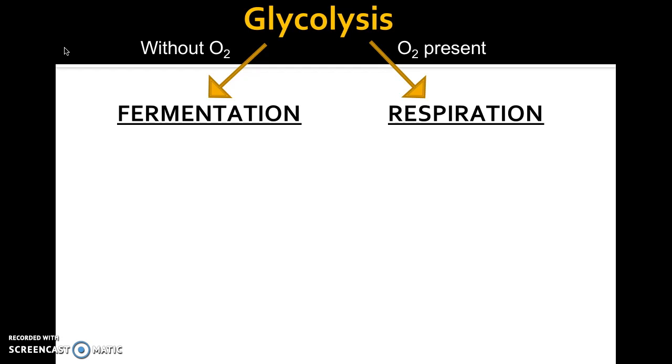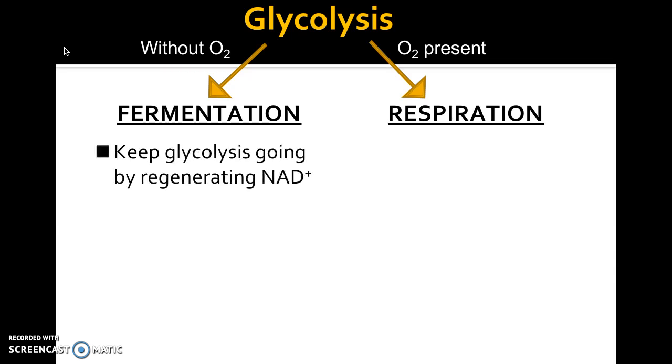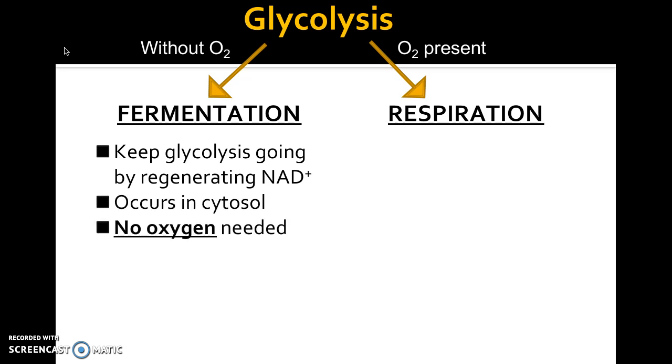Without oxygen, the process is called fermentation. So glycolysis is going to keep going by regenerating NAD positive. NAD positive, please keep in mind, is an oxidizing agent, so it is going to accept electrons and hydrogen, and be reduced. This process occurs in the cytosol, as I already stated. Obviously, no oxygen is needed.